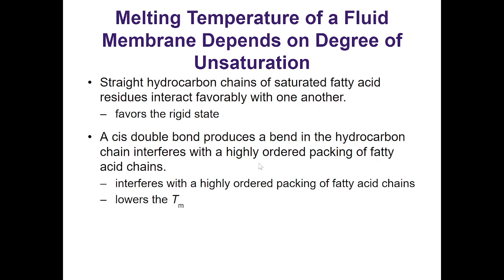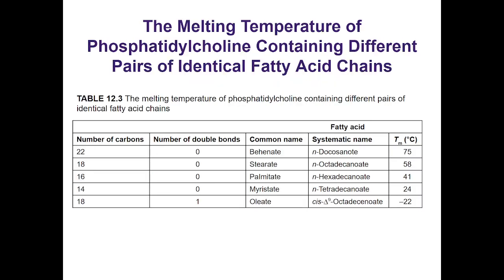A cis double bond will produce a bend in your hydrocarbon chain. This will interfere with your highly ordered packing of your fatty acid chains and will lower the TM. And this is kind of an interesting thing.